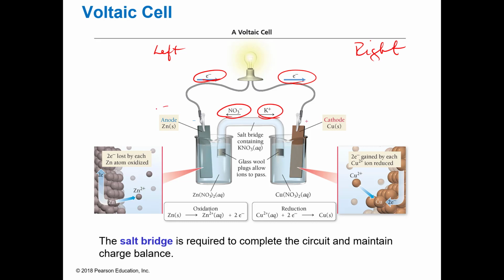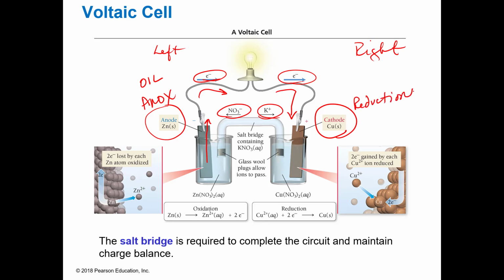The anode is your zinc. And what did I tell you? On the anode, remember anox. On the anode side, that's where oxidation is occurring. Oxidation goes with oil, so oxidation is loss. So your electrons are being lost from the zinc, and they are being sent to the copper electrode. Okay, so the copper electrode, the cathode, is where the reduction is taking place.